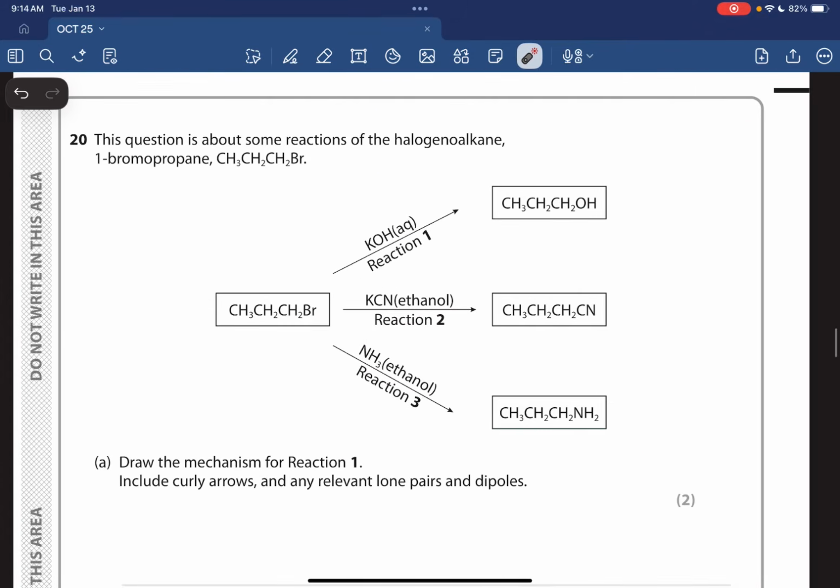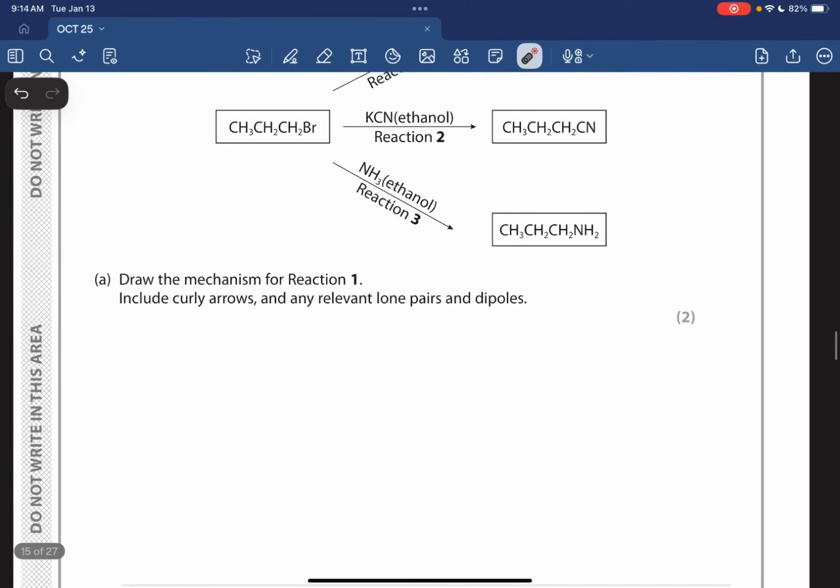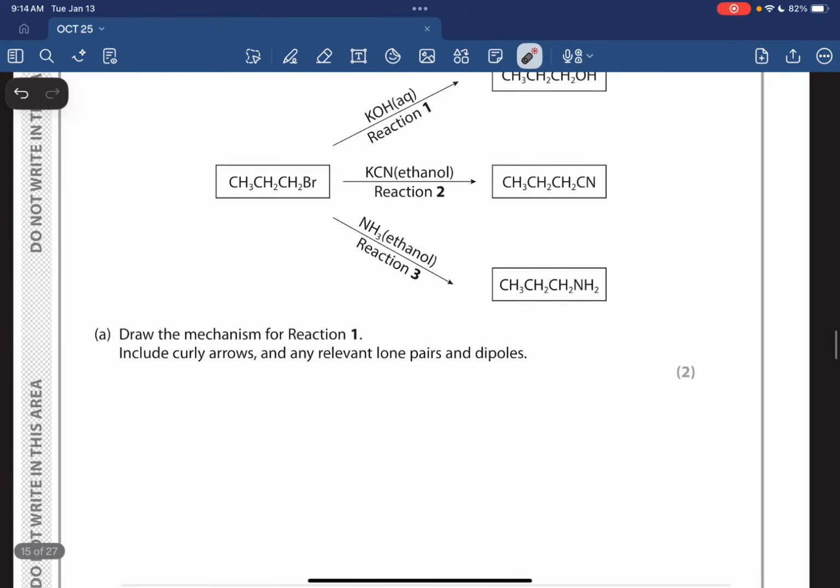In question 20, the question is about some reactions of haloalkanes, 1-bromopropane. Haloalkane reacting with aqueous NaOH should give you alcohol, KCN gives nitrile, and NH3 gives amine. Draw a mechanism with relevant lone pairs and dipoles to show the mechanism for reaction 1.